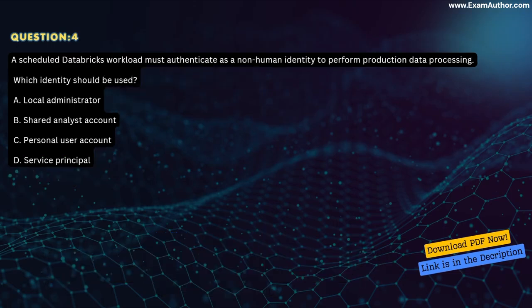Question 4. A scheduled Databricks workload must authenticate as a non-human identity to perform production data processing. Which identity should be used? A. Local administrator. B. Shared analyst account. C. Personal user account. D. Service principal.